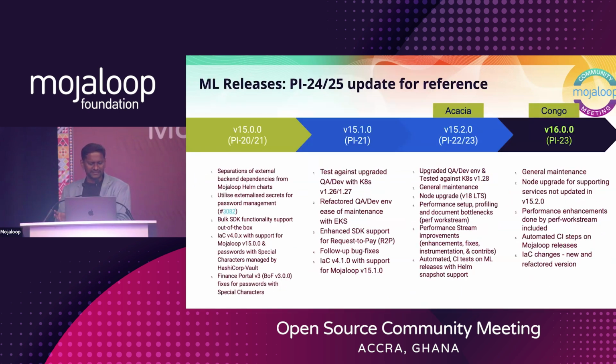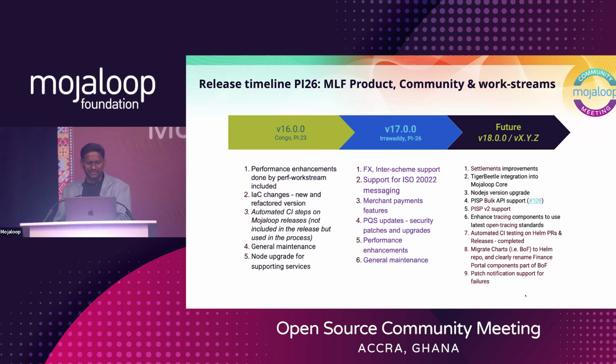We can see this is just a snapshot. I don't want to focus on it too much, but we had these 4 releases in the past, version 15, 15.10, 15.2, and then 16, with updates progressively happening. And this is the more recent one. Version 16 was the latest stable release until we made version 17.